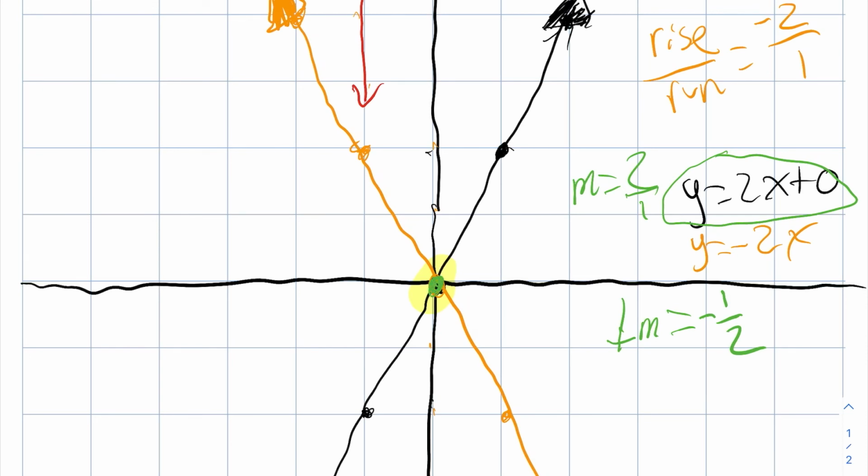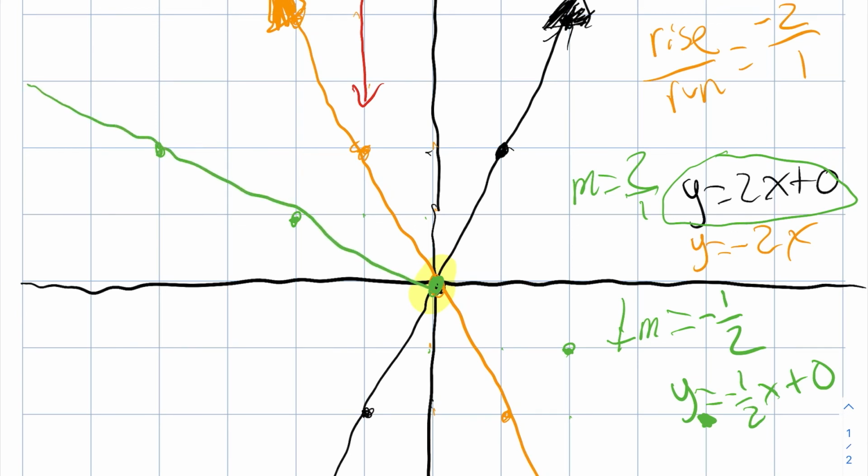So again, I'm going to be looking at this black line here, and I'm going to start at my y-intercept. So again, my equation is y equals negative 1/2 x plus 0. My y-intercept is still 0. I'm going to go down 1 over 2. I'm going to go down 1, I'm going to go over 2. I'm going to go up 1 and to the left 2. This is my perpendicular line, okay? So this green line is perpendicular to that black line, okay?